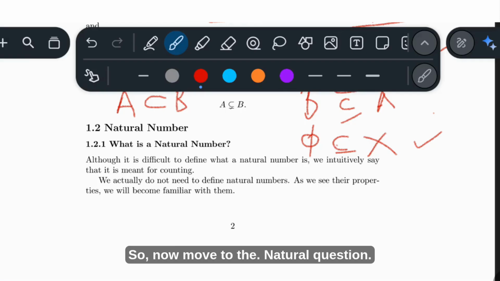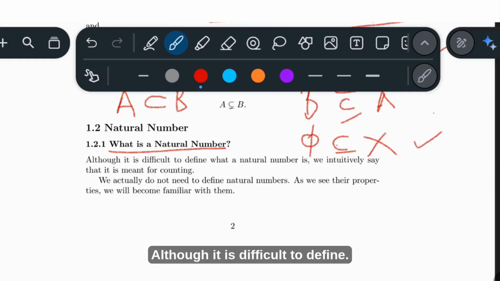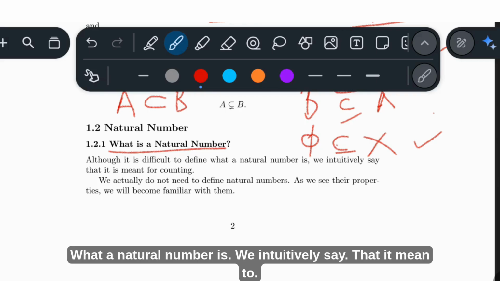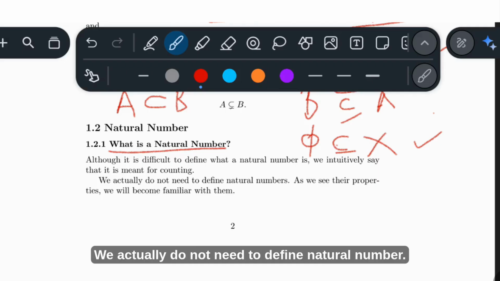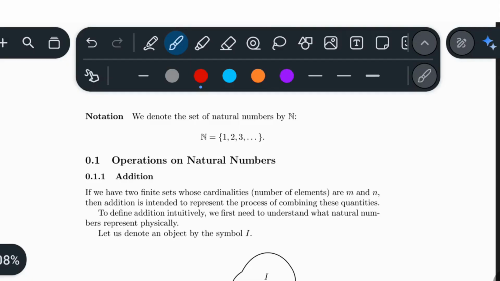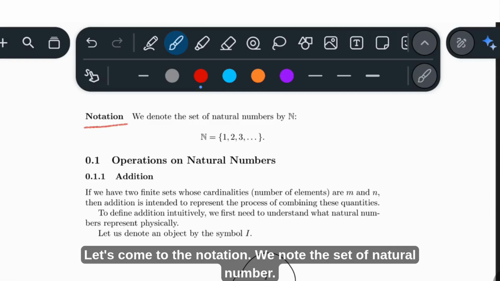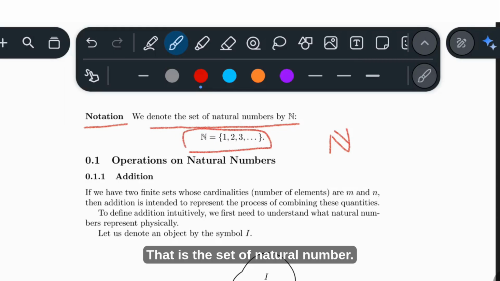So now let's move to the natural question: what is a natural number? Although it is difficult to define what a natural number is, we intuitively say that it is meant for counting. We actually do not need to define natural numbers. As we see their properties, we will become familiar with them. So quickly, let's come to the notation. We denote the set of natural numbers by this. That is the set of natural numbers.